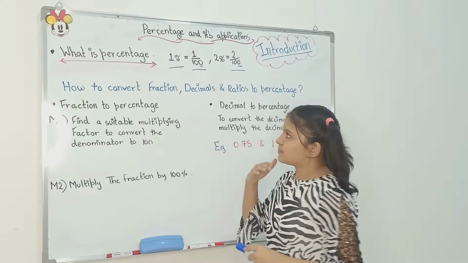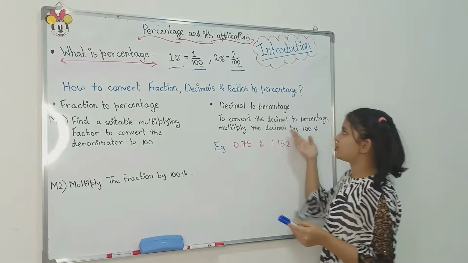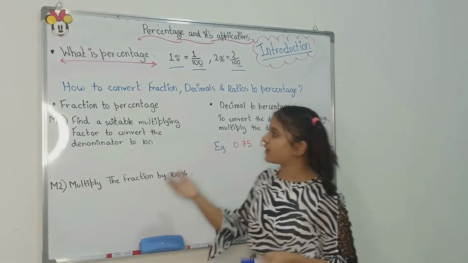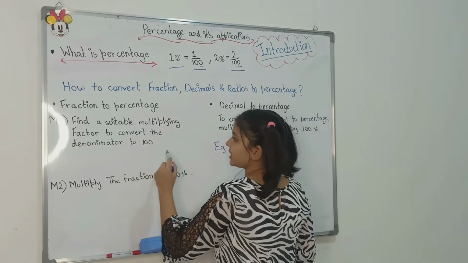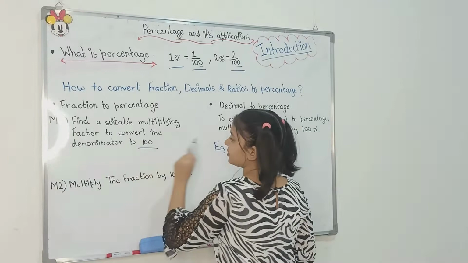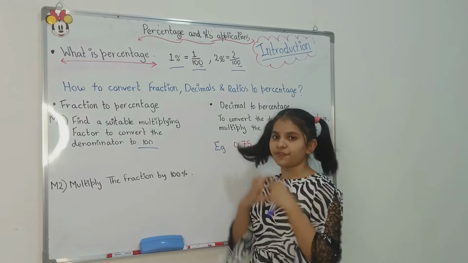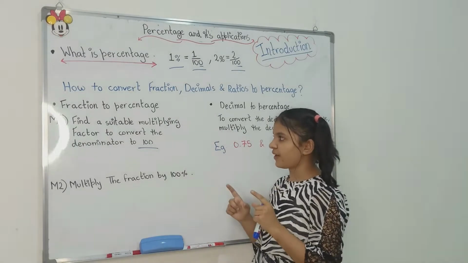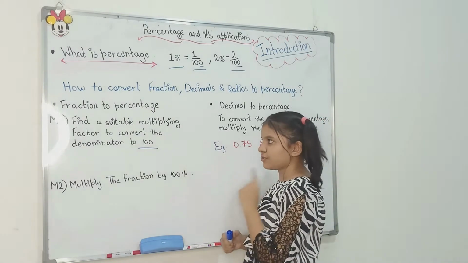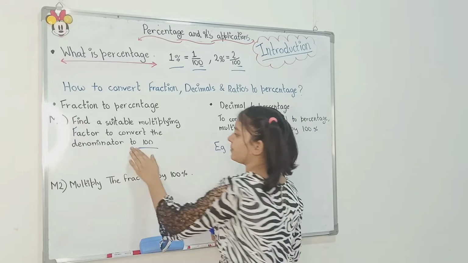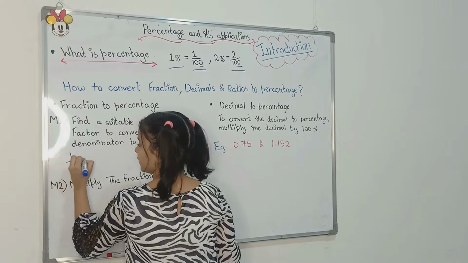So we know what percentage is, and now we have to know how to convert fractions, decimals, ratios to percentage. So first we'll take fractions to percentage. To convert them, we have to find a suitable multiplying factor to convert the denominator to 100. So to convert a fraction to percentage, the denominator should always be 100. Let's take for example 1 by 2.